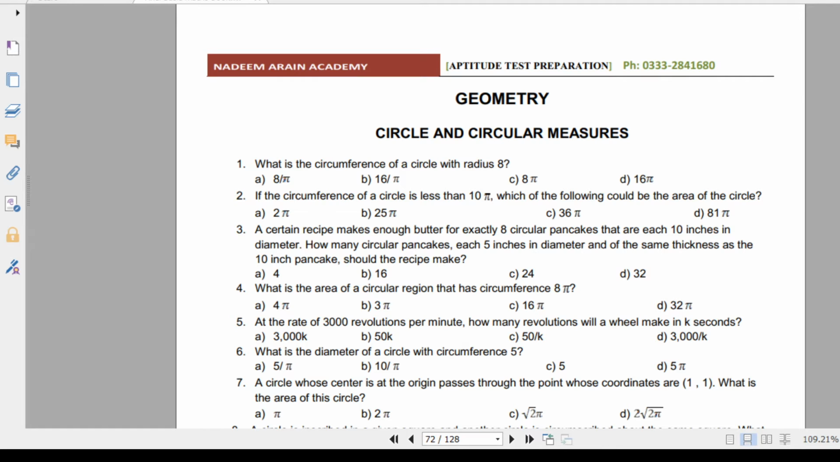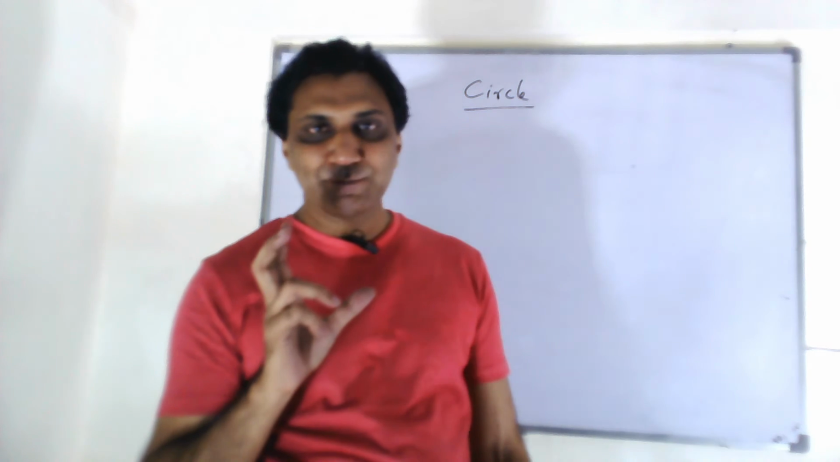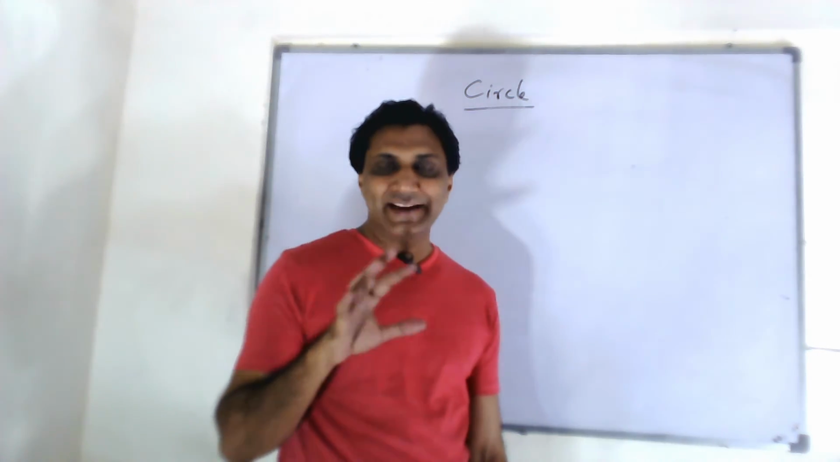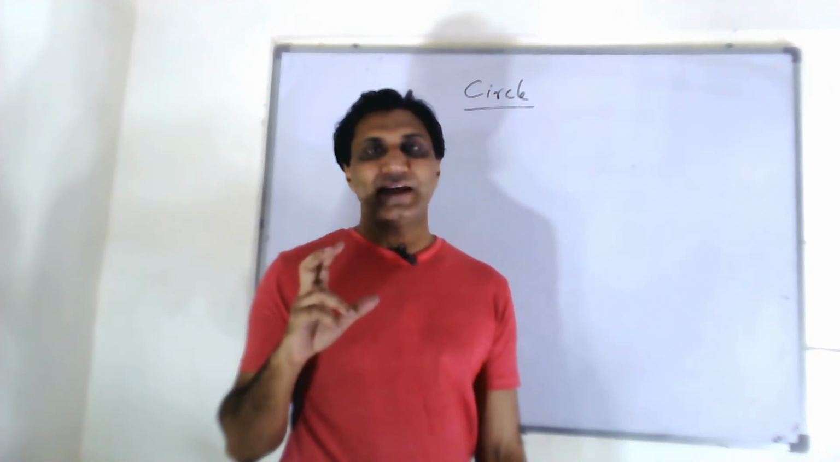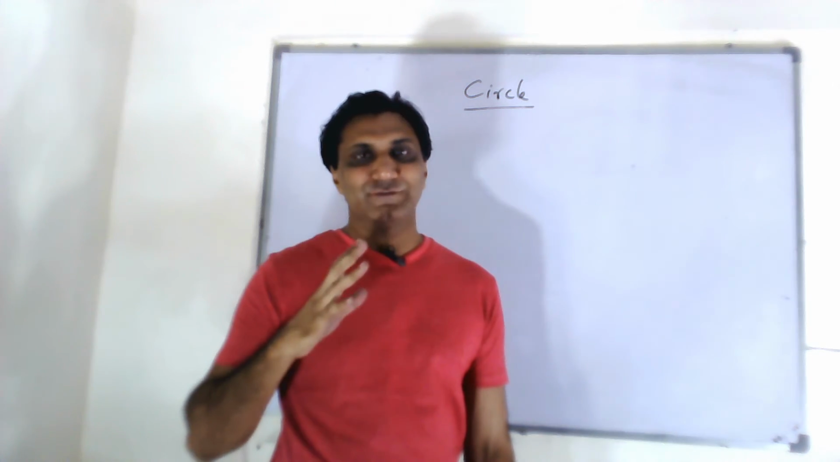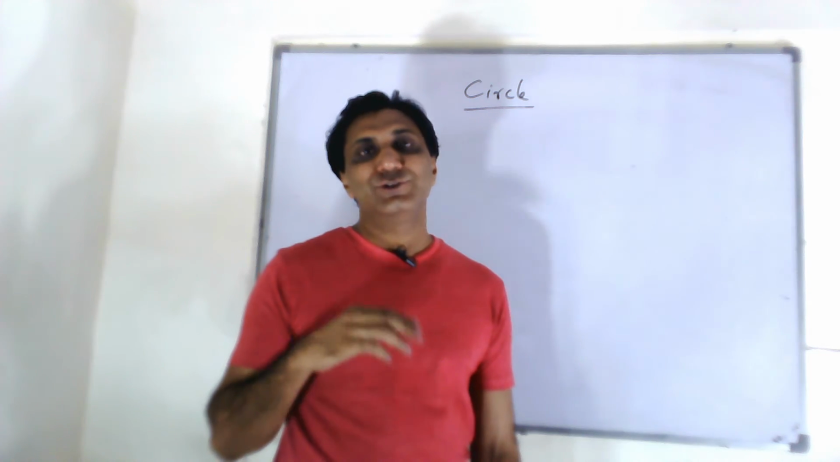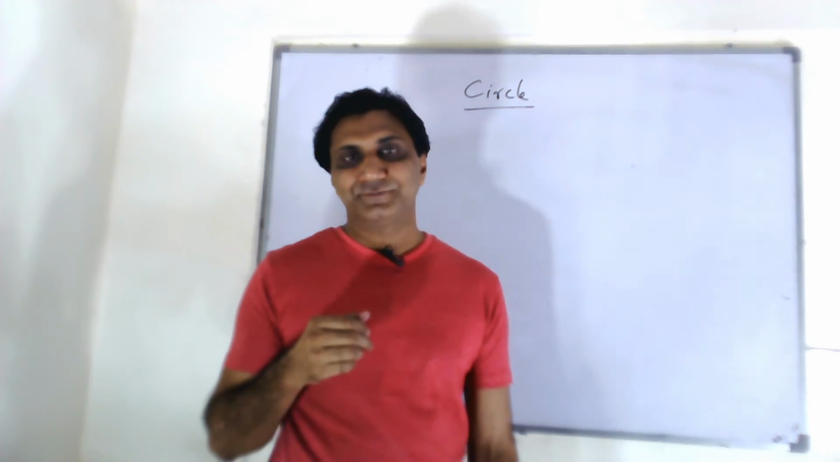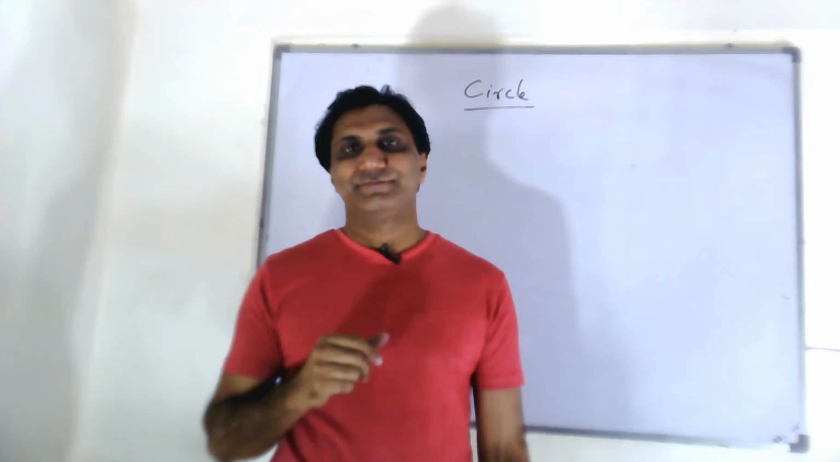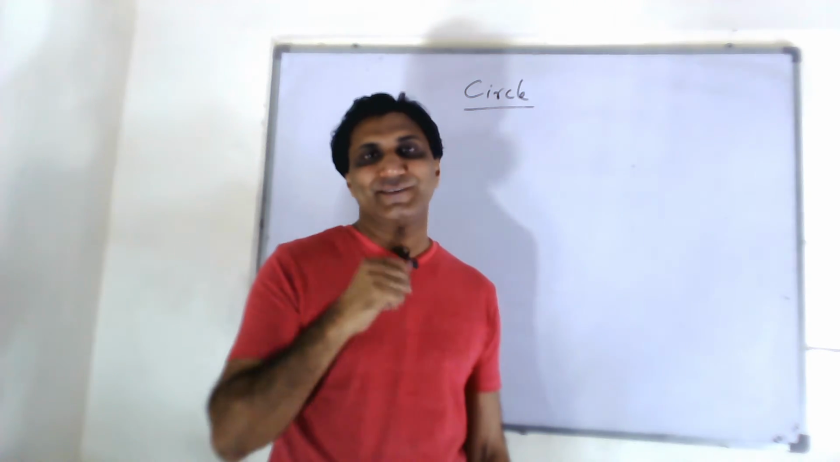Question number 3. A certain recipe makes enough batter for exactly 8 circular pancakes that are each 10 inches in diameter. How many circular pancakes each 5 inches in diameter and of the same thickness as the 10-inch pancake should the recipe make? Alright, we have material for 8 pancakes that are each 10 inches in diameter. Now you are reducing the diameter by half. Now the diameter is 5. So you know the number of pancakes will increase. They will increase in square because the area will reduce in square.